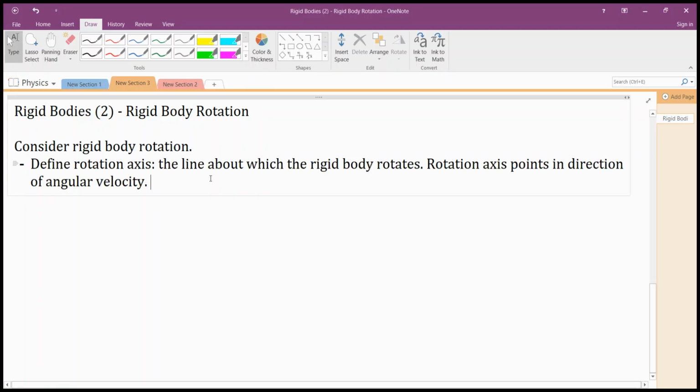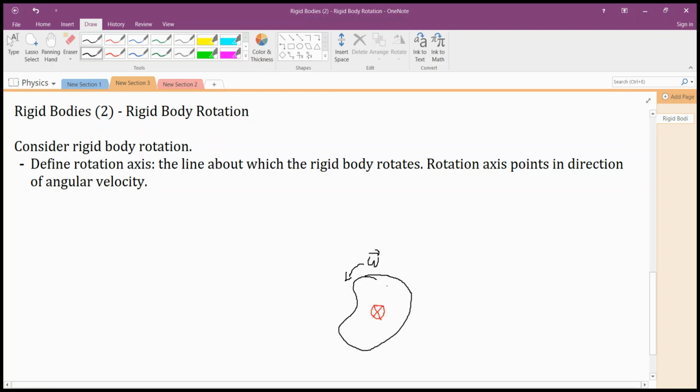So the first thing to do to consider rigid body rotation is to define a rotation axis, the line about which the rigid body is rotating. The rotation axis will point in the direction of angular velocity. So for an example, consider this rigid body rotating about the axis of rotation that I have denoted in red. You need to imagine this as a line that's coming out of the page and going into the page. It's the line about which this rigid body is rotating.